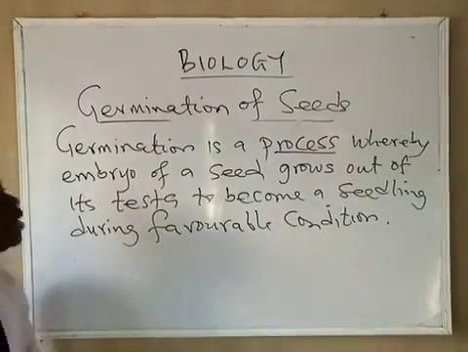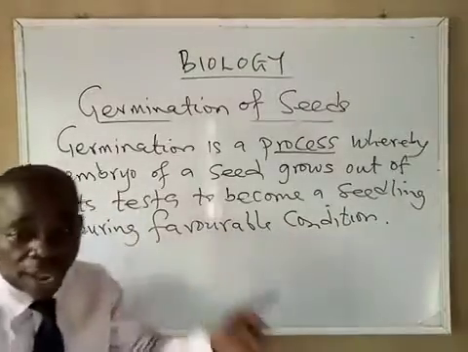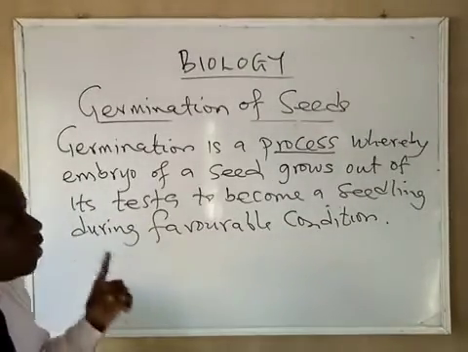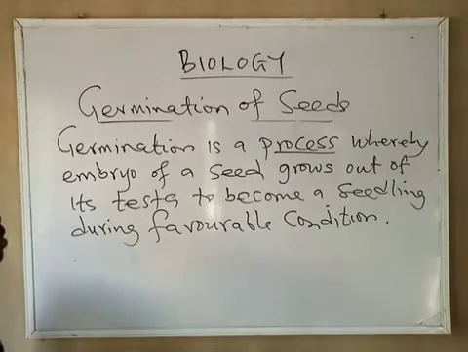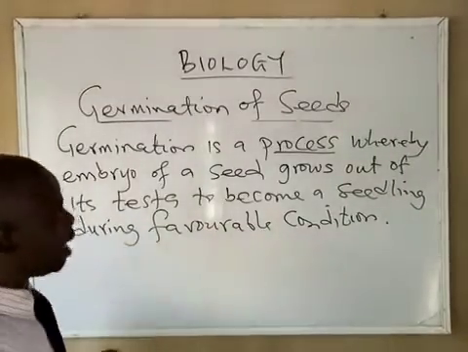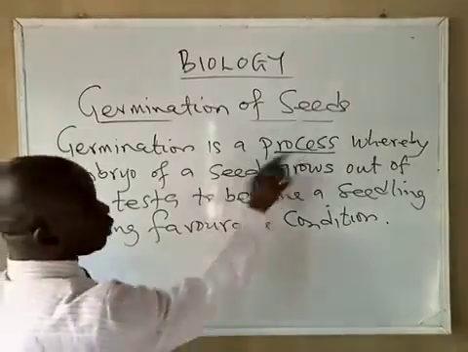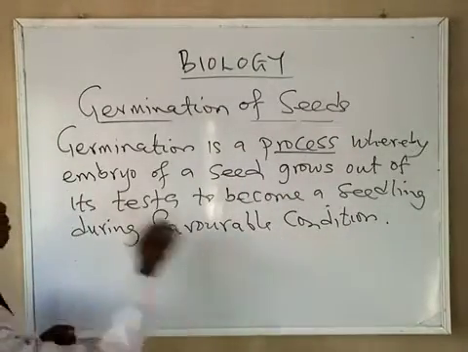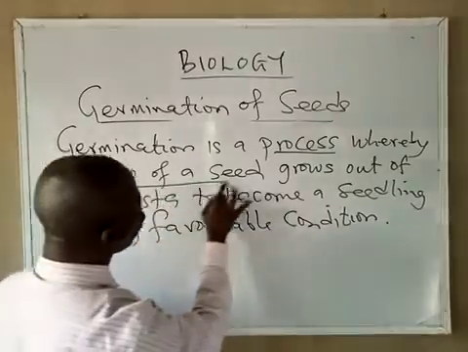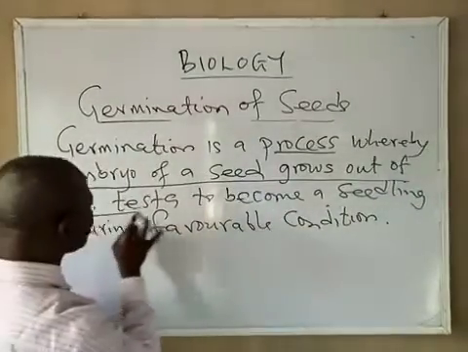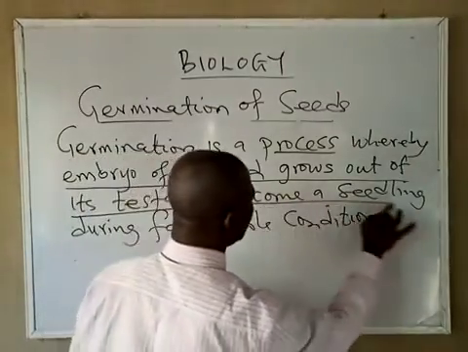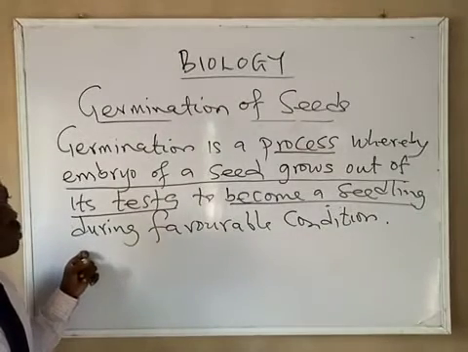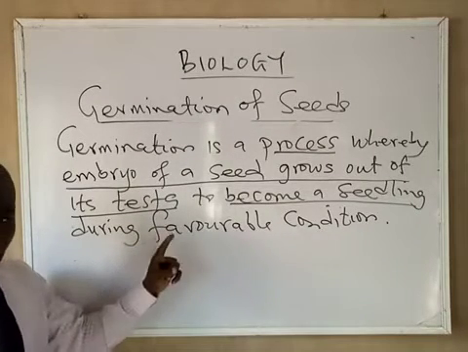This is the clear definition, and each aspect of this definition is very, very important, especially the key words that I began to emphasize. Germination is a process whereby the embryo of a seed grows out of its testa and becomes a seedling. And that only takes place during favorable conditions.